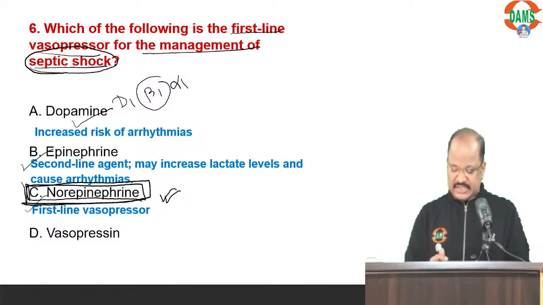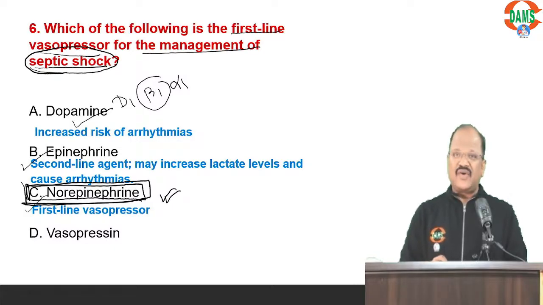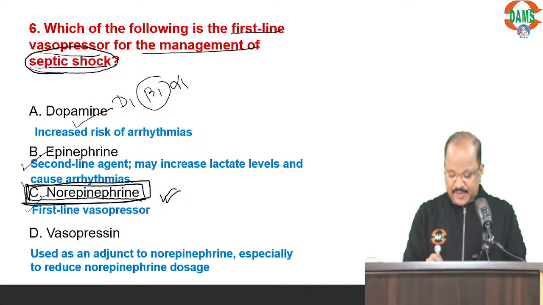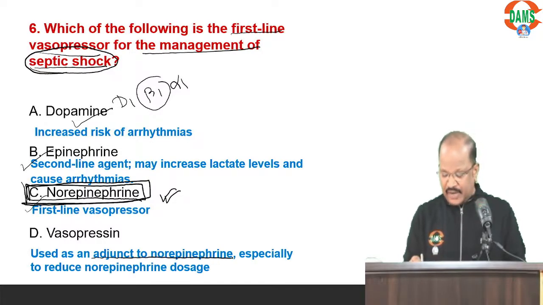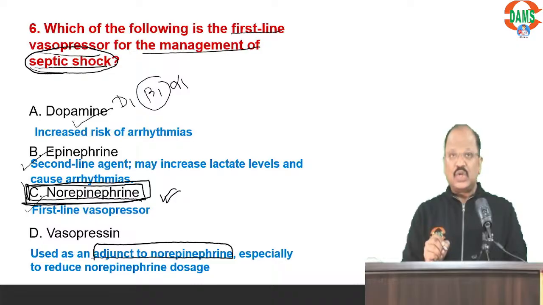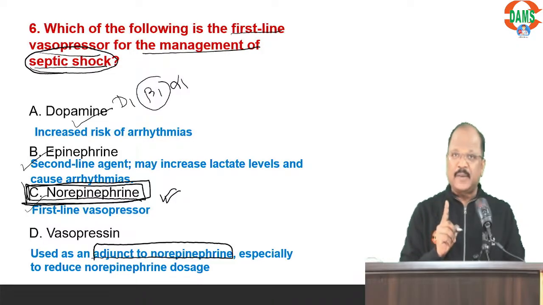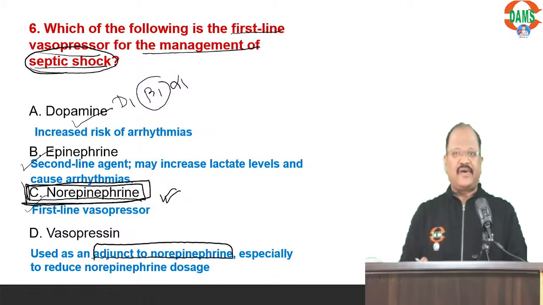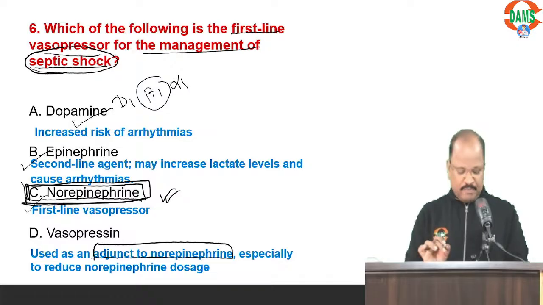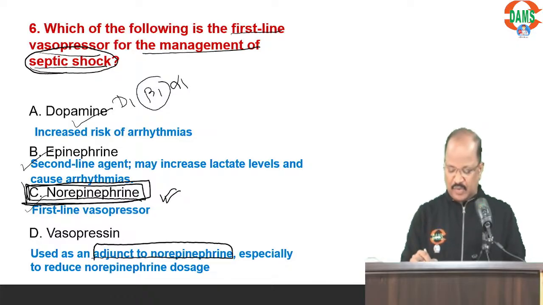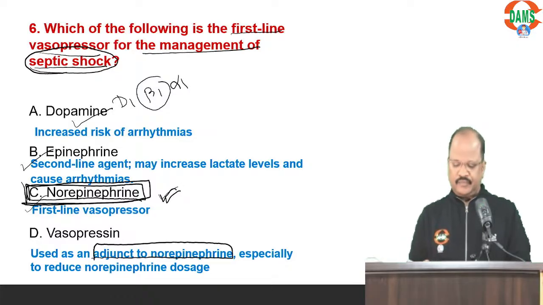And then vasopressin. Vasopressin, a wonderful vasopressor, but it is usually given as an adjuvant. It's given as an adjuvant to norepinephrine. It is not used as a monotherapy. It is not the replacement of norepinephrine. It can be an adjuvant to norepinephrine for treating septic shock. So the best single answer, go for option C, norepinephrine.